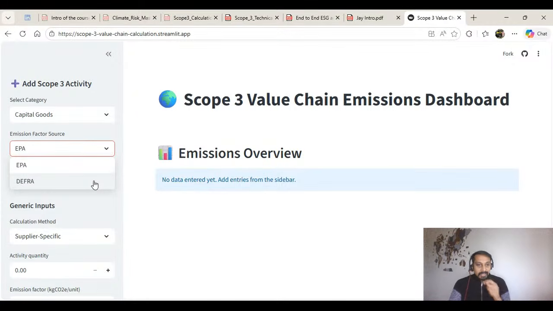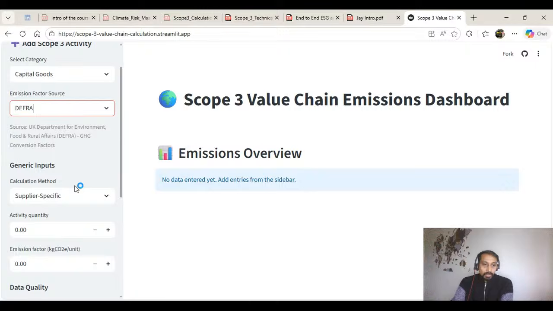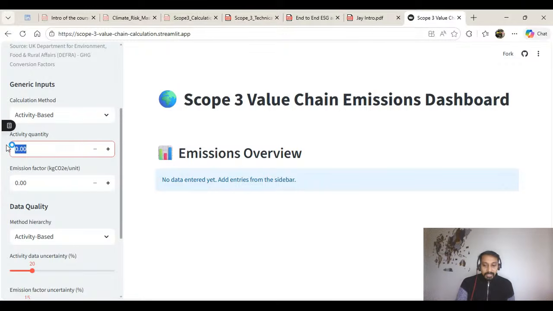If you get access to this dashboard, you will get all the emissions factor sources whenever they are updated. If we are using the UK Department for Environment, Food and Rural Affairs, DEFRA, for the GHG conversion factors, we can utilize the supplier-specific, activity-based, average data, spend-based, and proxy estimate methodologies, with the calculations happening in the back end. For example, if you have activity data for capital goods, you can mention the data here, and the emissions factors based on your requirement.